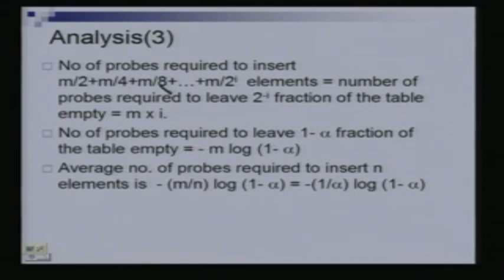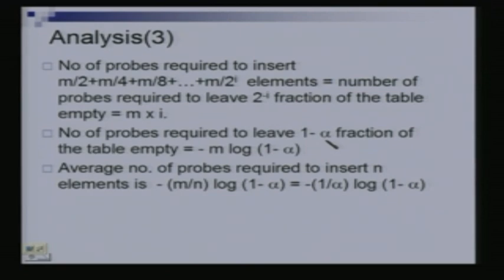So it's really this last number here. After I inserted this much, how much was empty? 1 by 8. So after I inserted all of this, how much was empty? 1 by 2 to the i, which is 2 to the minus i fraction that was empty. So after I've inserted all of these, I have only 1 by 2 to the i fraction of the table empty, and the total number of probes required to insert these elements is m times i. Right? So number of probes required.